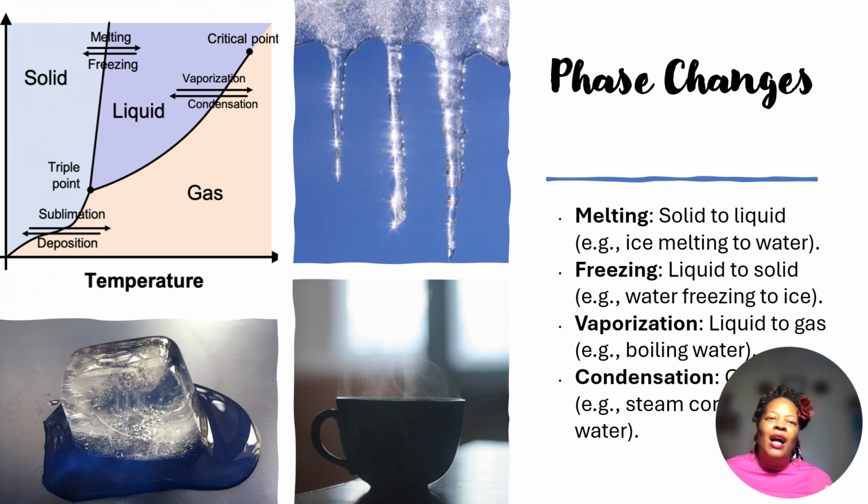The triple point is a specific combination of temperature and pressure at which all three phases of a substance, solids, liquids, and gases, coexist in thermodynamic equilibrium. At the triple point, the substance's molecules have enough kinetic energy to exist in all three phases simultaneously.